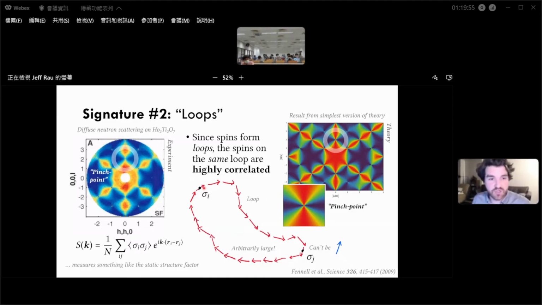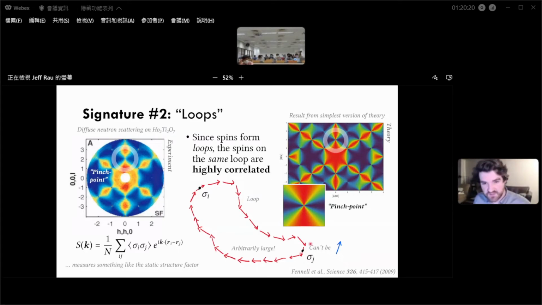These show up as sharp features in the Fourier transform of the spin correlations, which show up in the structure factor. Here is a simulation of that simplest model, where you can see that the intensity as a function of wave vector transfer, which might be something you'd see in a neutron experiment, has this sharp feature at several points in momentum space. This is an experiment on one of these spin ice materials. You can see a similar feature, right?